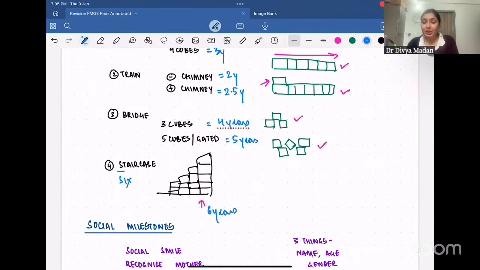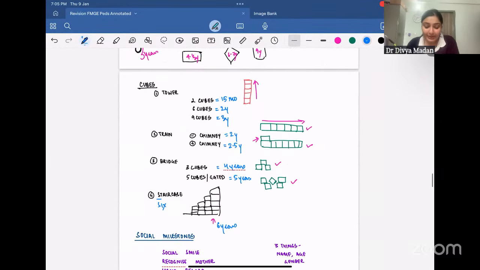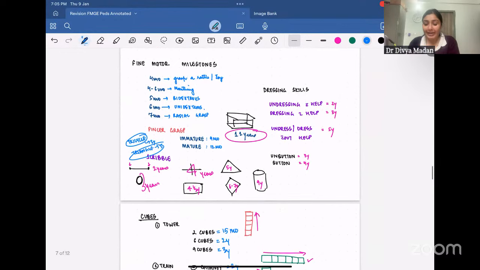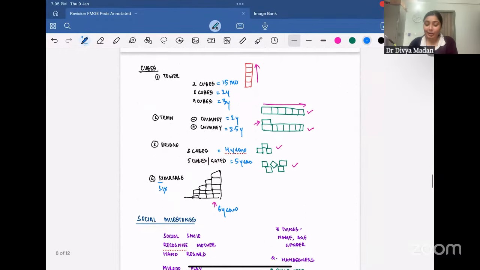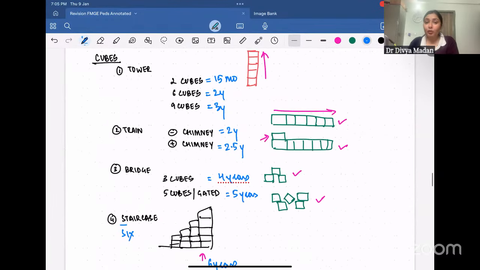So this totally completes your fine motor milestones in which we discussed various scribbling patterns, grasp, dressing skills, undressing skills, and cubes. Right? I hope you will remember the story, and on the basis of the story, you can easily rule out options, mark the options, right? And the sequence is really important. Development sequence is really important. Sequence will always remain the same. The child will always first learn how to hold the neck, then the trunk, then stand, right? And nowhere in the world does the child first learn how to stand and then walk.